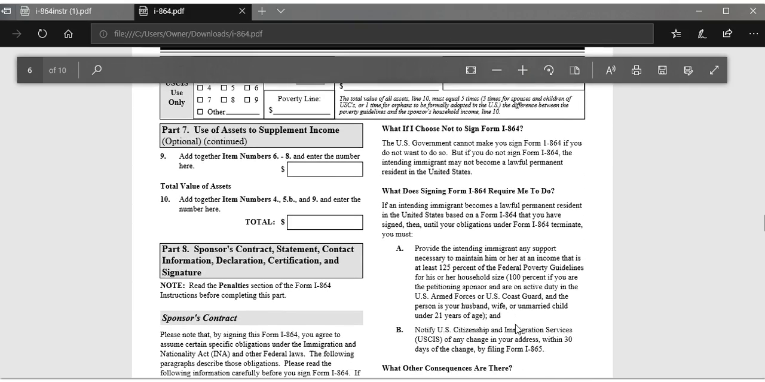And part 7, use of assets to supplement income. Continue. Same. Okay, but you don't have to do that. To tell you the truth, I wouldn't do it. I would rather look for a sponsor that qualifies to be a sponsor with his or her income.